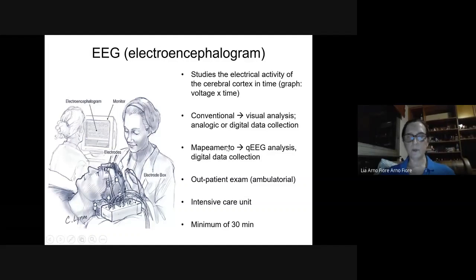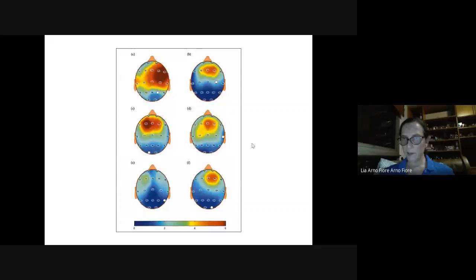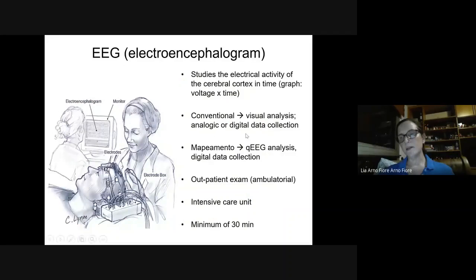Then there's something that we here in Brazil call mapeamento, which is meant to be brain mapping. But when you look at literature, brain mapping is much more than just this kind of map, right? Which people like to do because you can charge more for the patient, but it has no use whatsoever for clinical studies. So it's a quantitative analysis, and of course, if you're going to make graphs and study numbers, you have to have a digital data collection.